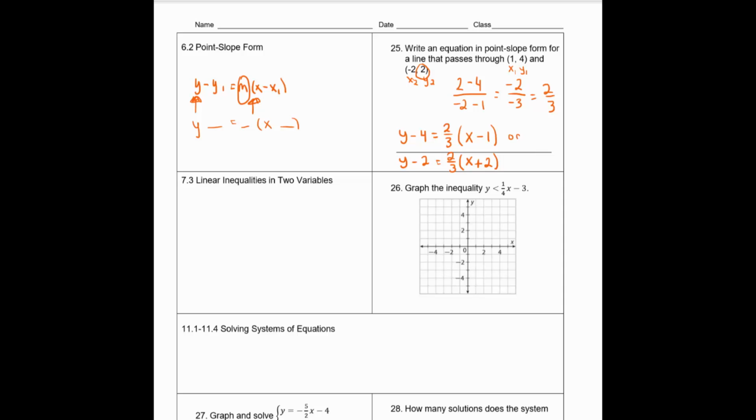26, graph the inequality. So some things to remember here, less than or equal to means to shade below, while greater than or equal to means to shade above. I don't know why I decided to write it out once and put an arrow on the other. Less than or greater than are a dashed line. Less than or equal to or greater than or equal to are a solid line. And remember that when you multiply or divide by a negative, it flips the inequality.